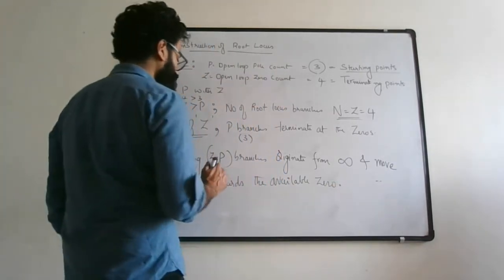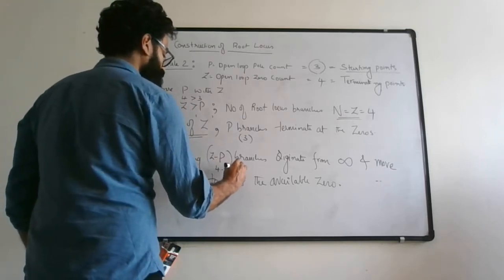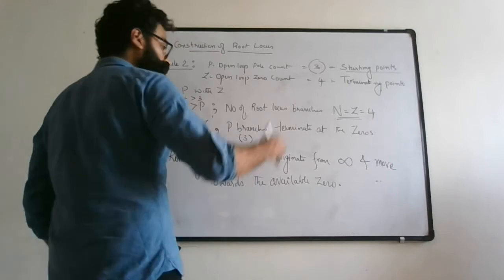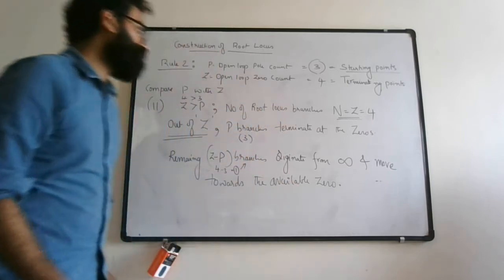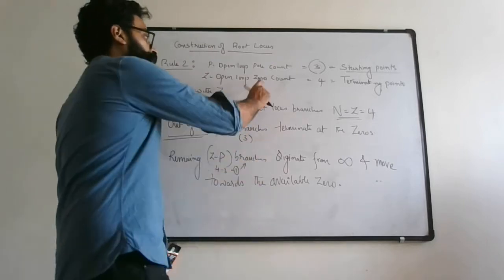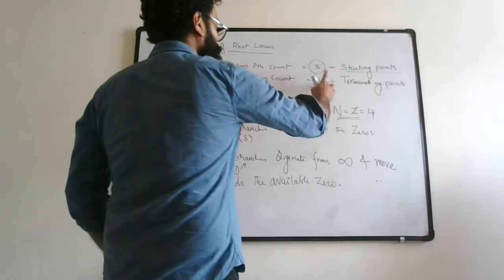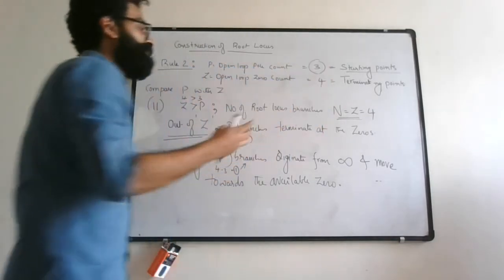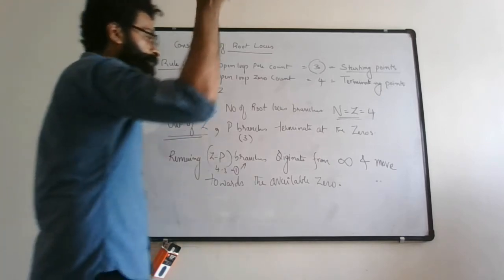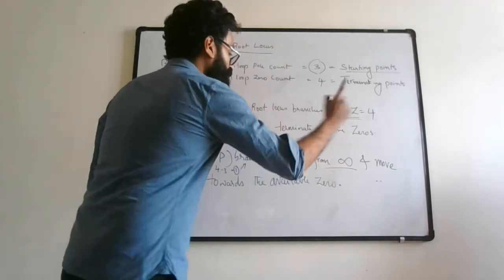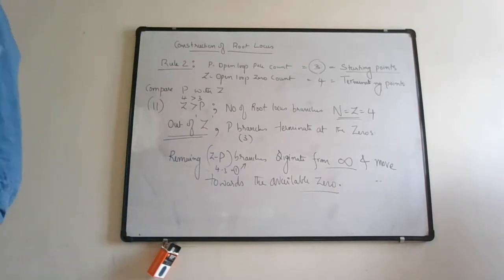So remaining z minus p branches. So how much is it? 4 minus 3 is 1. So one branch will originate from infinity and move towards the available zero. Okay, that's because you always have one surplus zero, because zeros you have had 4 and poles you have had 3. So you have one left over 0. So what happens is that one branch will start from infinity and move towards the available 0. So this is the second possibility.